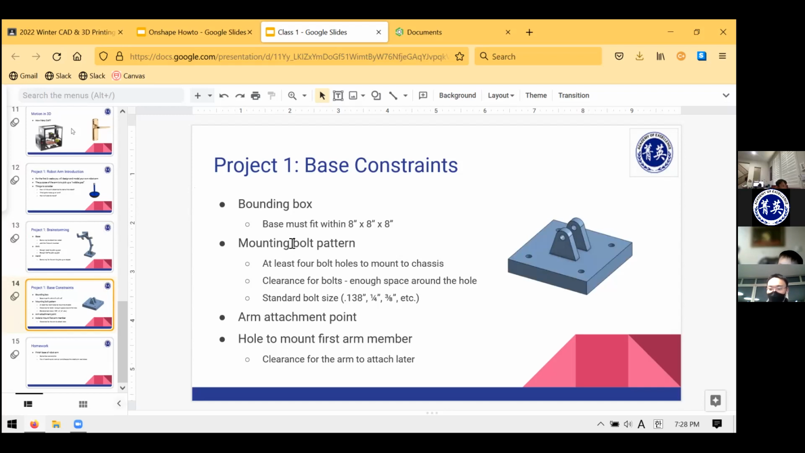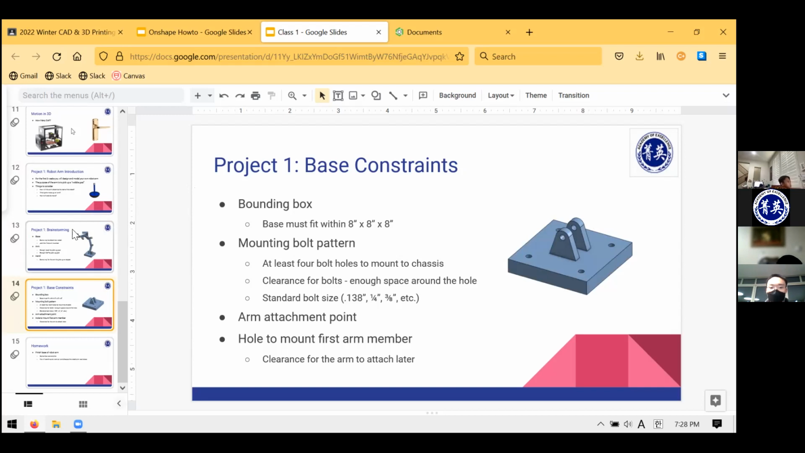As we approach the end of the class, this is the slide of importance. This is the very first thing that I want us to do together, and that is the base of our arm, of our robot.